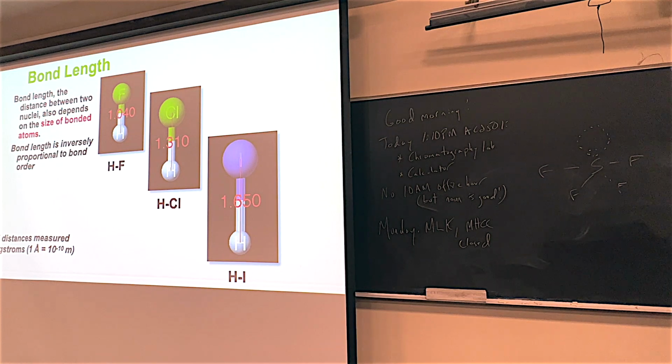Punchline. Bond order goes up, bond length goes down. On the other hand, bond order goes up, bond energy goes up. And it certainly depends on the types of atoms you have. So this is a much bigger atom, bigger bond distance. This is a much smaller atom, smaller bond distance.